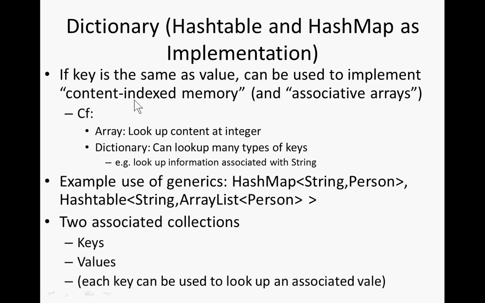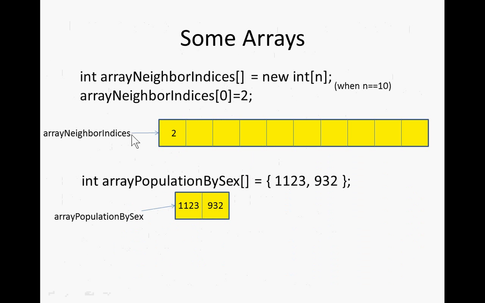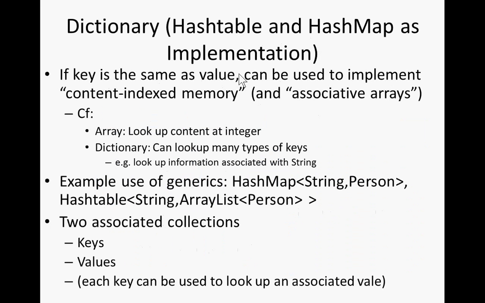Here you can look up things, and you can look it up by name. You could look it up by HSN. You could look it up by location, and this can actually implement what's known as content addressable memory, sort of, where you can look up the item using arbitrary information. An array, by contrast, you can look up by an integer. In other words, you could say, what is array neighborhood indices of I, where I is 0 or 1 or 2? And that's really fast to do. But you have to know under what I to look it up.